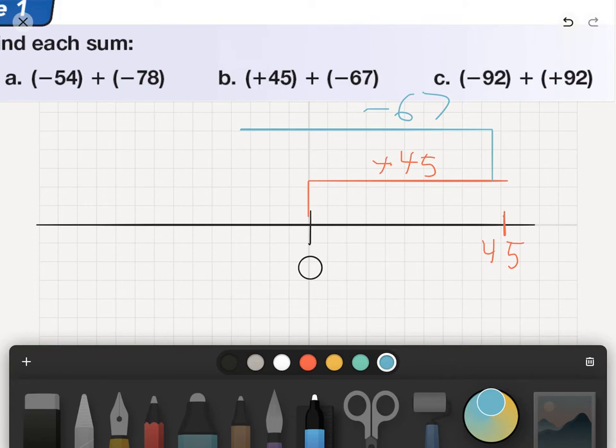At this point we can kind of treat this as a subtraction problem, because to figure out where we are here, we need to know what is the difference between 45 and 67 to figure out what we have left over.